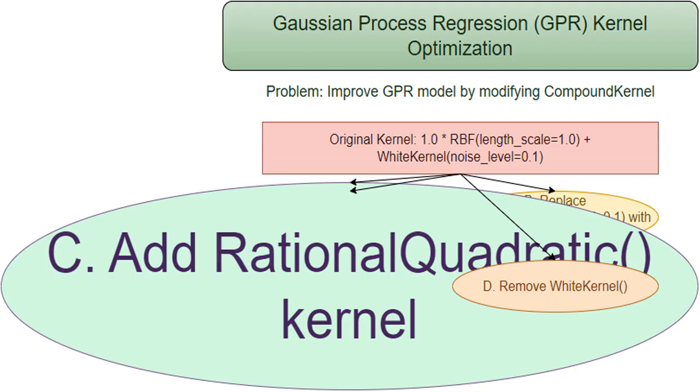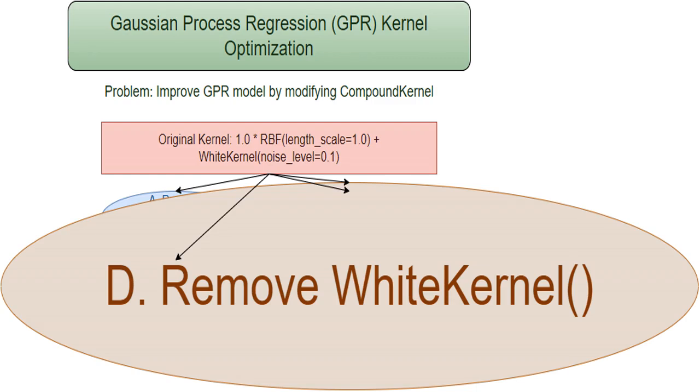I'm thinking of adding a rational quadratic kernel to increase the model's flexibility. The rational quadratic kernel provides a broader range of smoothness compared to the RBF kernel. I am effectively adding more adaptability to the model. I'm considering removing the white kernel entirely. However, this would assume no noise in the data, which is highly unlikely. Removing it completely might lead to overfitting. My model would fit the training data too closely and not generalize well to new data.